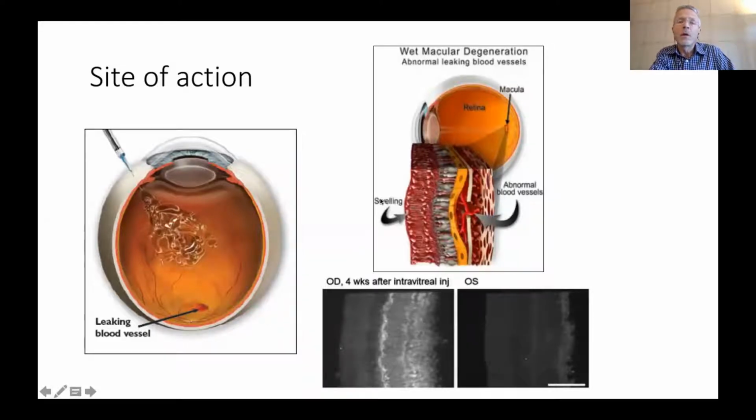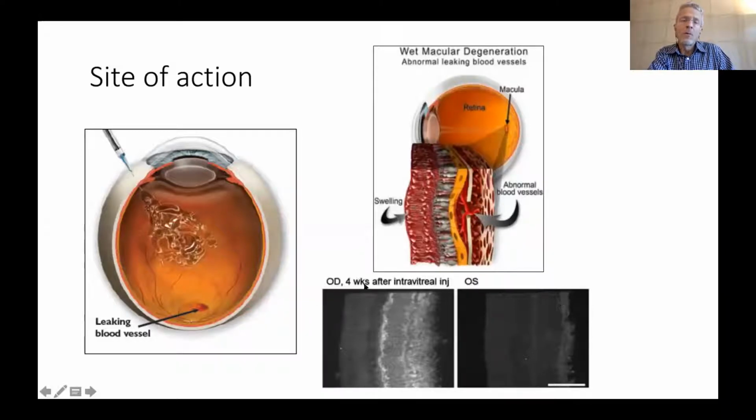So when the drug is injected into the vitreous, as you can see here, it has to get through the retina and through the RPE in order to access these pathological blood vessels. And when the drug was being developed, it wasn't obvious that an antibody, which is a large molecule, would be able to penetrate the neural retina. And so experiments to test that are shown at the bottom.